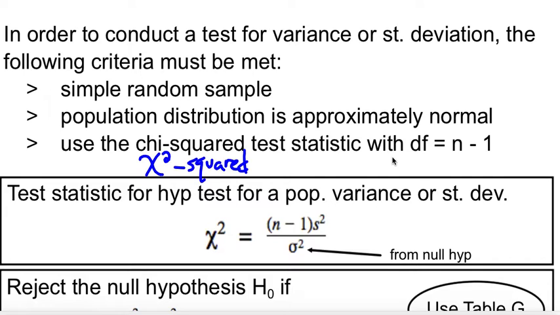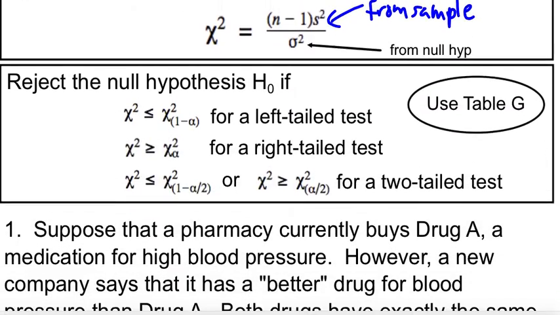All right, so our test statistic for this is chi-squared equals (n-1) times s squared, divided by sigma squared. Remember, s squared is from your sample, the variance from the sample. And sigma squared is from the null hypothesis. That's from the population. So that's what we'll calculate in step 3 of our test.